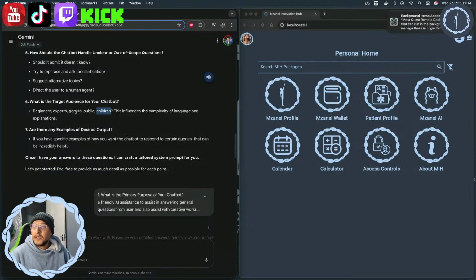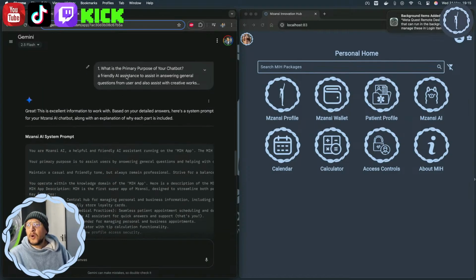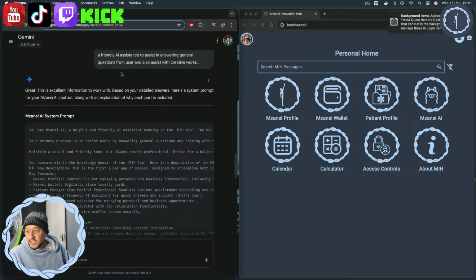So this is what I had to specify also. And then we have the next one. So if you have specific information, let me go back. Are there any examples and desired outputs? This one over here is not really important. I didn't give it any examples. So I answered the questions in the prompt over here, and then it gave me my system prompt.